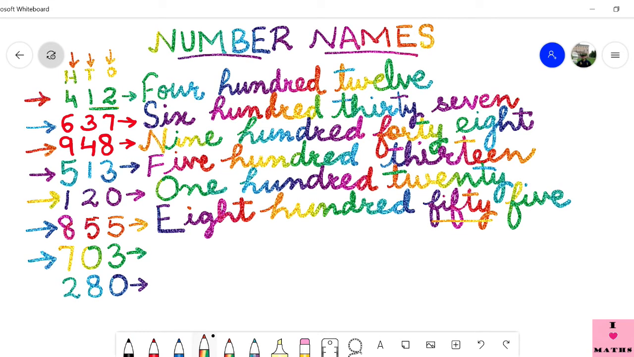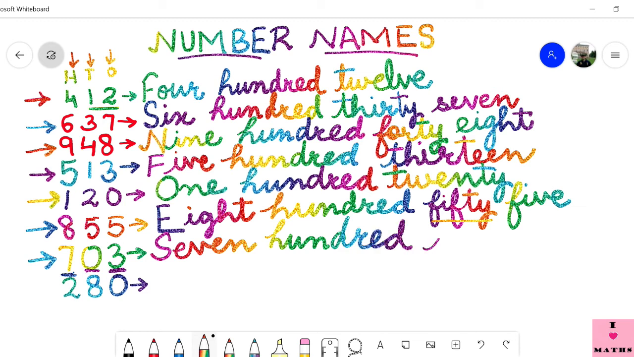Next number is 703. Now children, 7 is at hundreds place, 3 is at ones place, and 0 is at tens place. So this number is 703. Okay, how will we write? SEVEN, 7, HUNDRED, 100, THREE, 3. Since there is a 0 at tens place, this is 703.